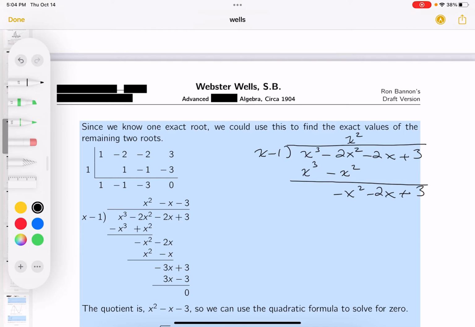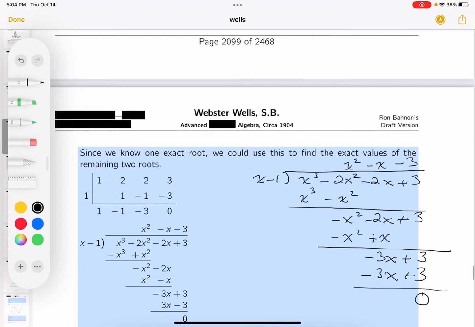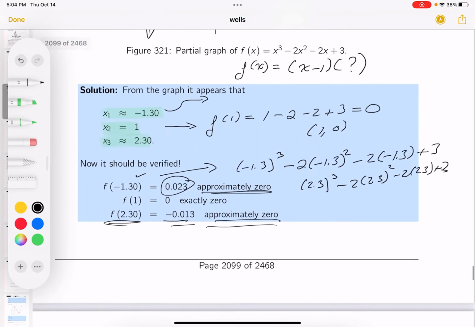We repeat. Minus x. I know I'm going to get a 0 remainder. Minus x squared. Let's see, what do you get? I'm sorry, not minus x, plus x. Let me make sure I did that. Minus x squared, yeah, plus x. Subtract, you get minus 3x plus 3, and then I put down minus 3 over here. What do you get over here? Minus 3x plus 3. As we said, remainder 0. So it's going to be x squared minus x minus 3.